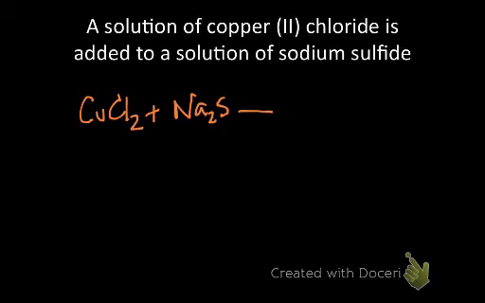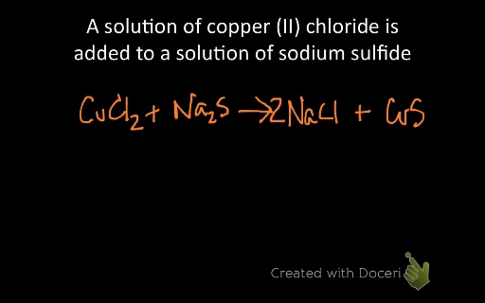Then from that, I'm going to predict my products. I have 2 ionic compounds, so these are going to switch places. This is a double replacement reaction. On the other side, I end up with sodium chloride and copper sulfide. Our next step now is to balance, and in this case the only thing we have to do to balance it is to put a 2 right there.